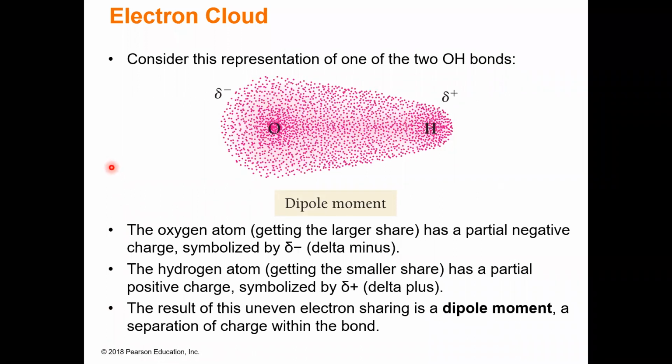Now let's look at a different way of what we just looked at between the two OH bonds in H2O. Because we know that the oxygen is more electronegative, it'll attract more electrons around itself. And the hydrogen is less electronegative, which is represented by the partial positive charge, because it has fewer of those electrons around itself.